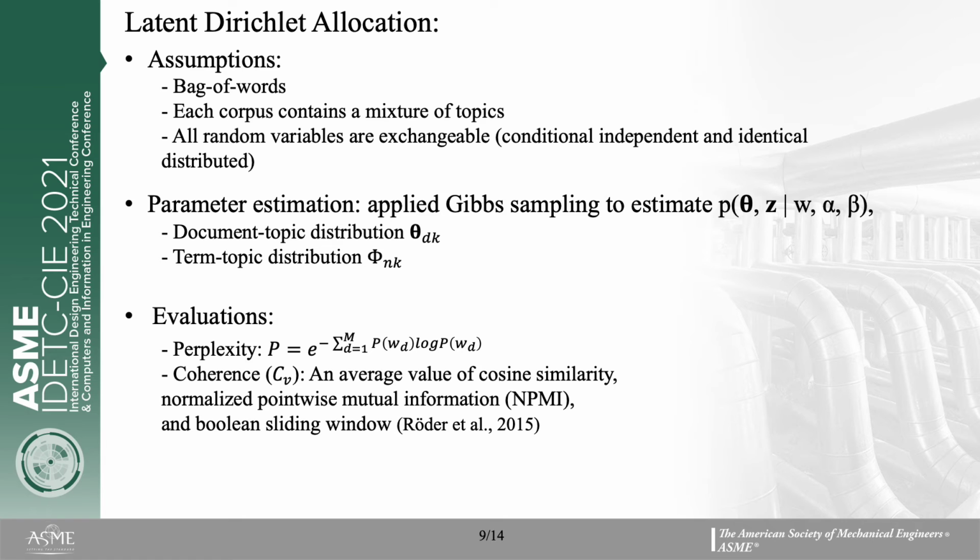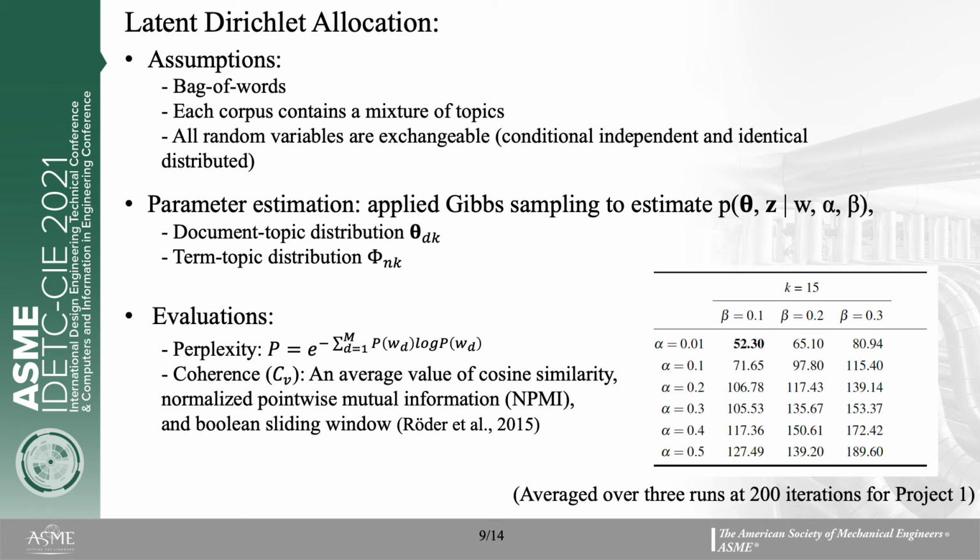Literature shows perplexity does not always correlate well with humans' judgment, and that's why we incorporate coherence score to also indicate the ultimate number of topics. Finally, after fine-tuning, the best perplexity value is acquired when alpha equals 0.01 and beta equals 0.1.